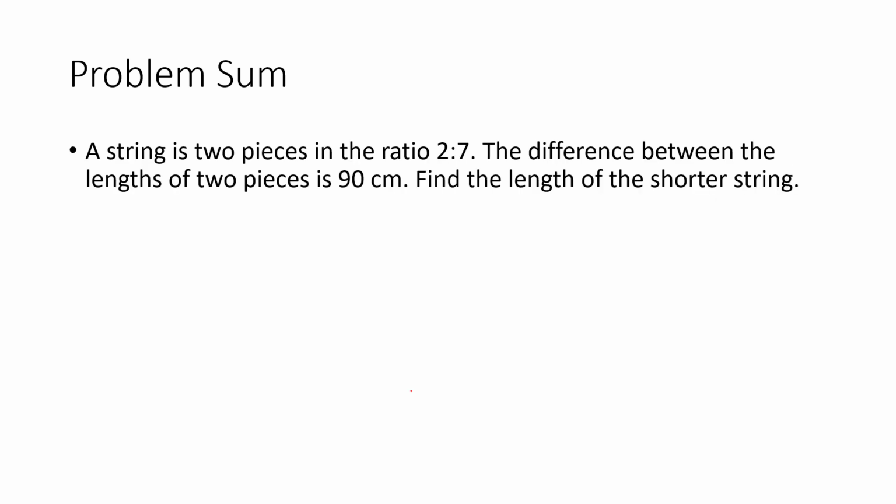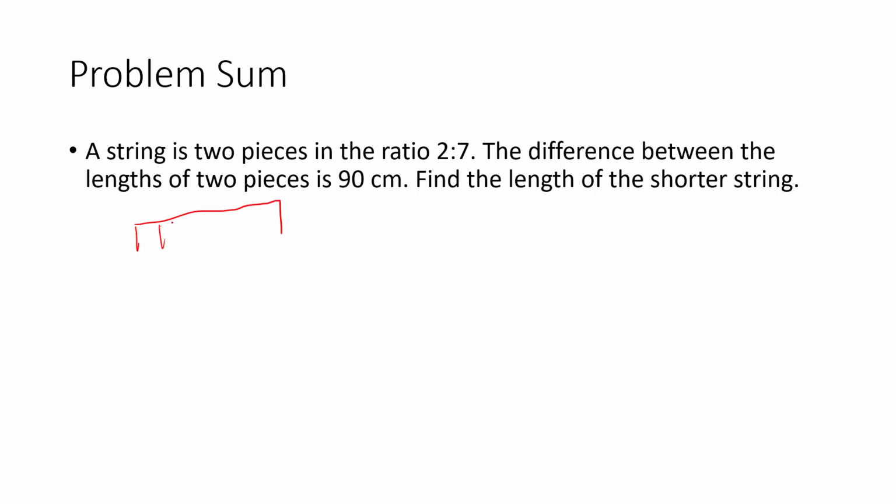Okay, last example of this video. A string is cut into 2 pieces in the ratio of 2 is to 7. The difference between the lengths of the 2 pieces is 90. Find the length of the shorter string. So you can pause the video and try it out yourself. Shouldn't be too difficult. And this type of question, you might like to do it using models in primary school.